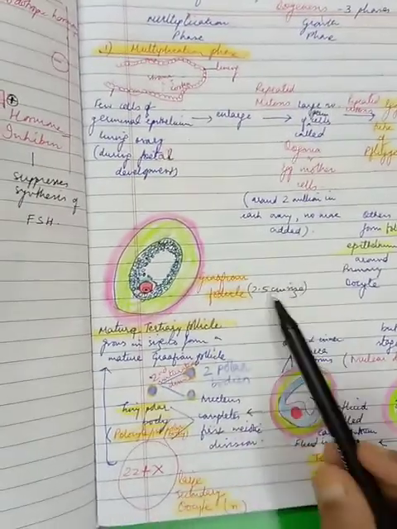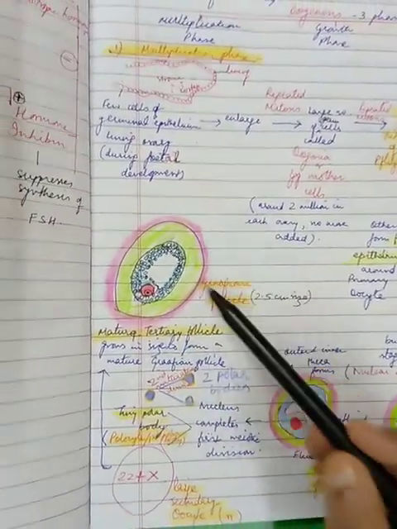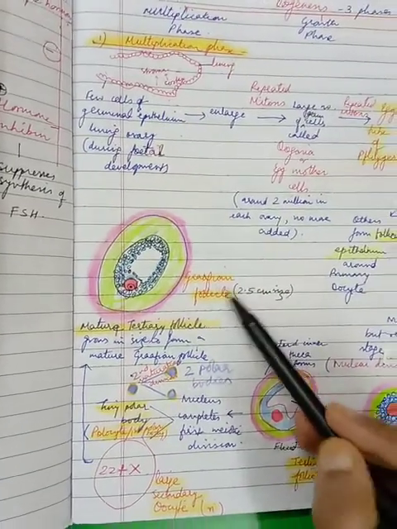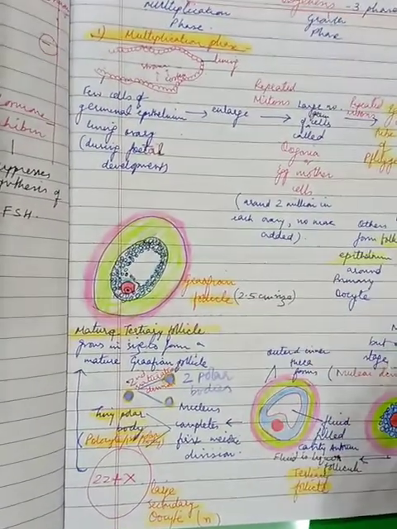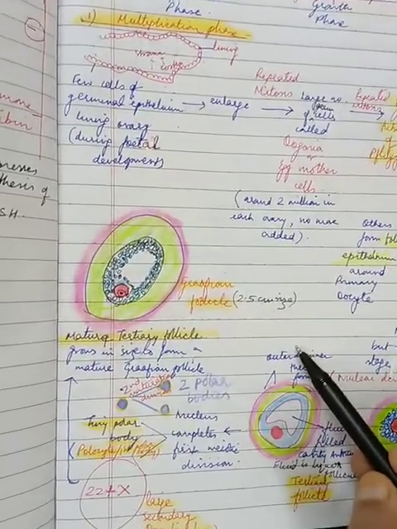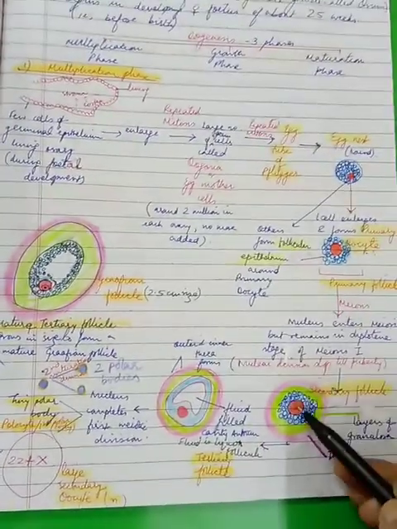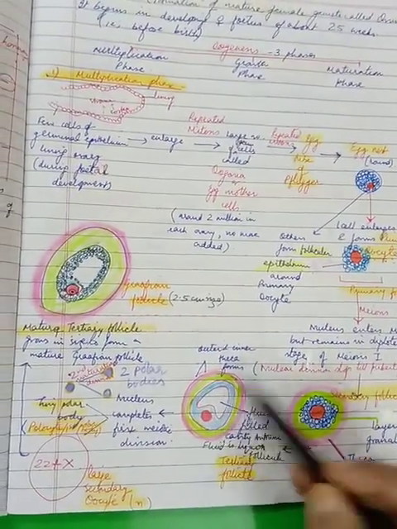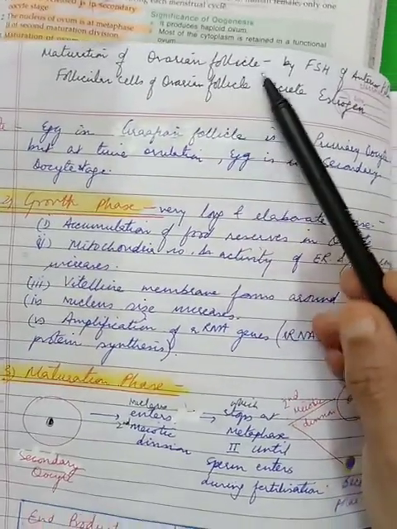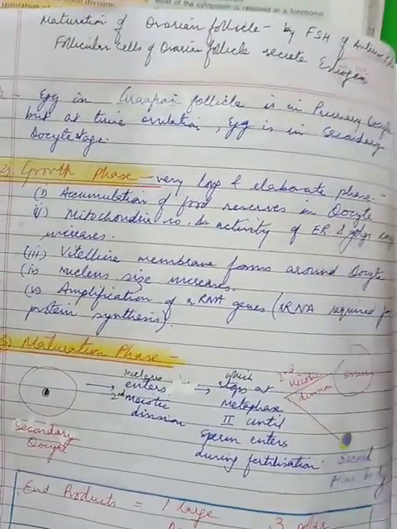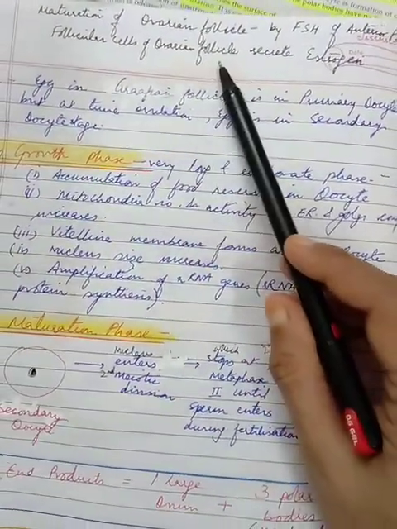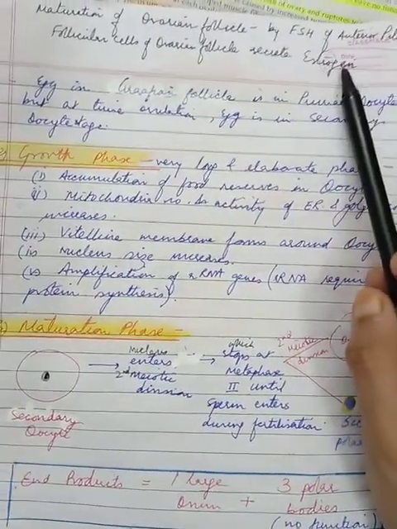So maturation of ovarian follicle is under the effect of a hormone. We call this FSH or follicle stimulating hormone, and this is released by the anterior pituitary. All right. Also, children, these follicular cells later release a hormone called estrogen. So I have written here two very important hormones. We are talking about the effect of maturation of ovarian follicle. It is by the FSH of anterior pituitary, and the follicular cells of ovarian follicle secrete estrogen.